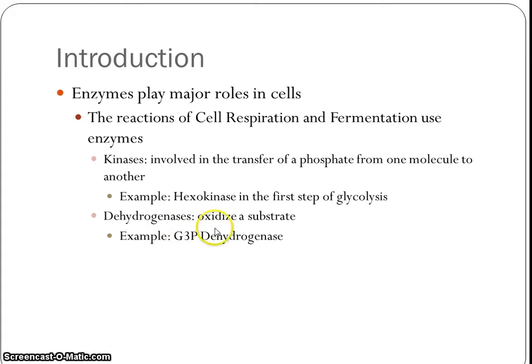Dehydrogenases oxidize a substrate. An example is G3P dehydrogenase. And this enzyme oxidizes glyceraldehyde 3-phosphate to make 1,3-bisphosphoglycerate.